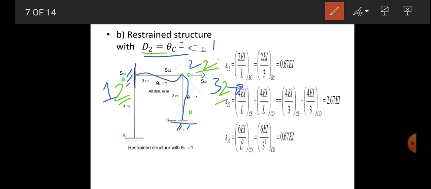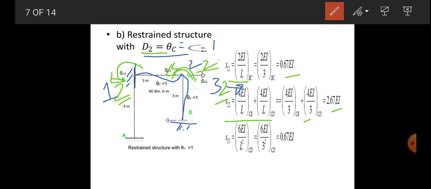When we apply the unit rotation here, both members rotate, and that moment is always 4EI by L for CB and for CD, beam and column. Putting the length of each, the length of the beam is 3 and the length of the column is also 3, and the moment of inertia is constant, so we have 2.67 EI. Now at the far end, half the moment will be carried, which is 2EI by L, and we know the coordinate is rotation. So 2EI by L will be the moment, and the length is 3, so it becomes 0.67 EI.